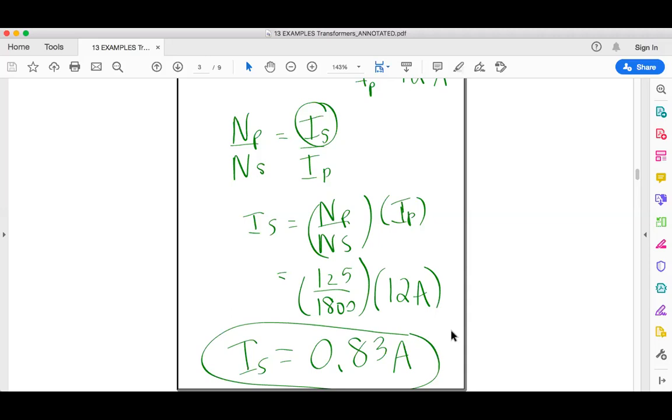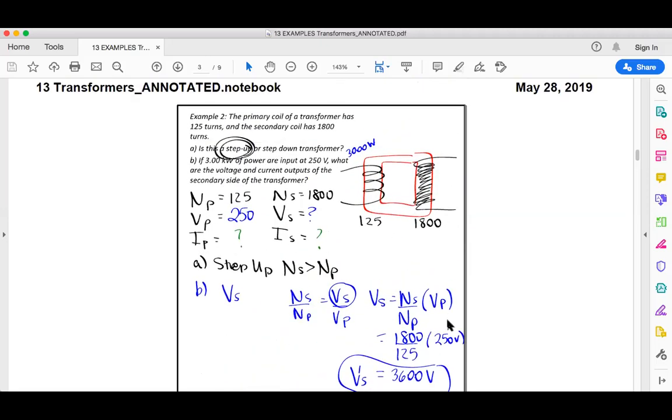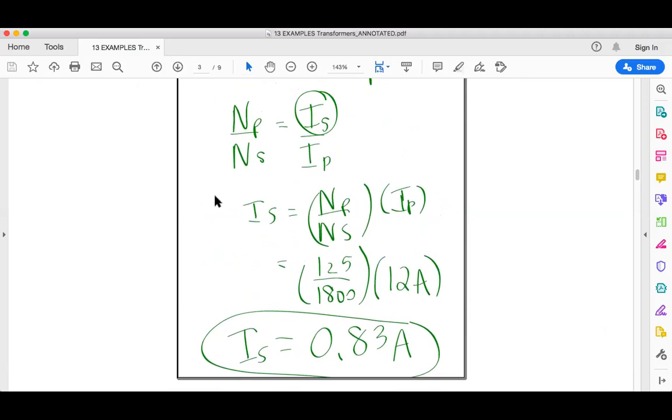So 1800 divided by 125 is 14.4, so we're 14.4 times bigger on the number of loops. Therefore, the current has to be 14.4 times smaller.